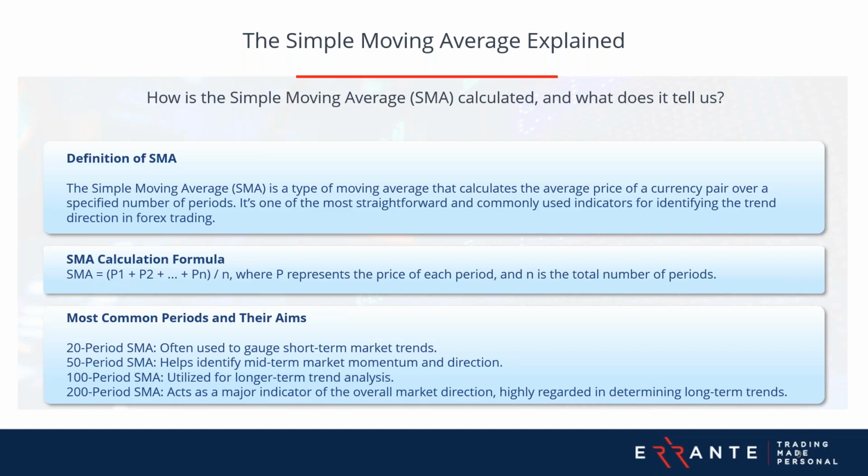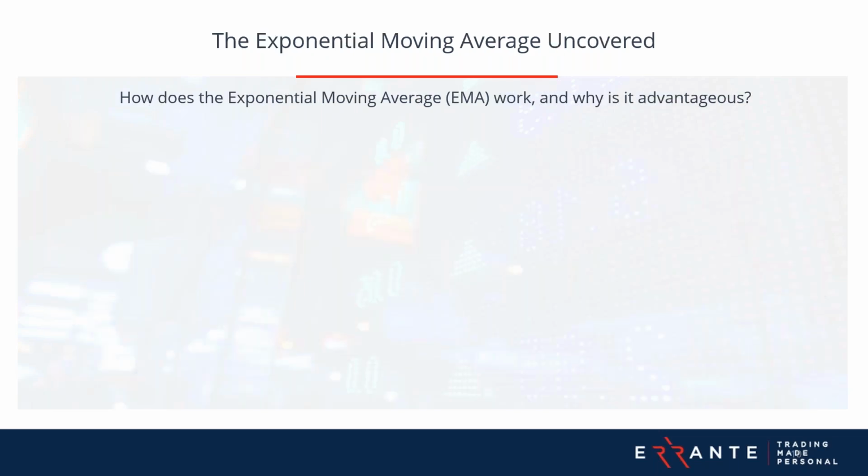For a deeper, more stable understanding of market direction, the 100-period and 200-period SMAs serve as beacons for long-term trend analysis, with the 200-period SMA often considered a definitive indicator of major market trends. Incorporating the SMA into your trading not only aids in identifying the current market trends, but also helps in planning entry and exit points, managing risks, and setting stop loss orders effectively.